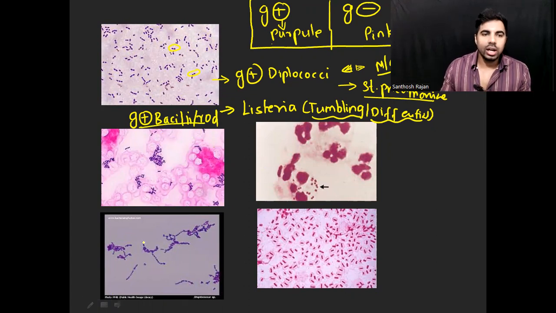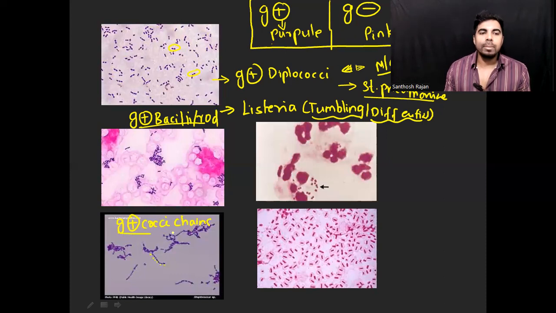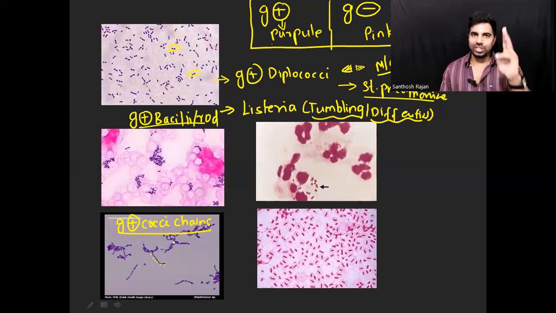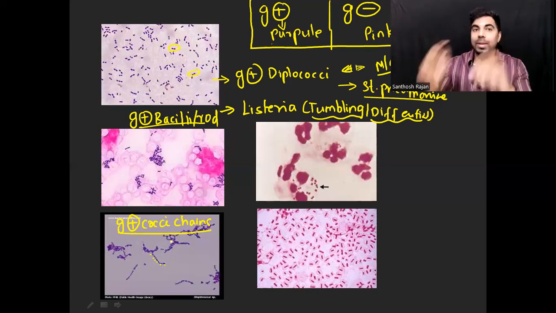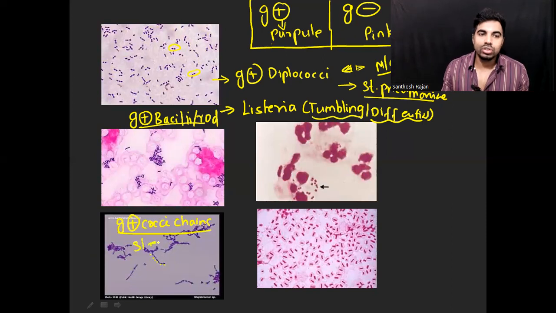Now the other one. This is gram positive cocci in chains. It's cocci, but they are in chains like this. Gram positive cocci in chains, which one do you remember? There are only two: staphylo and strepto. Staphylococcus likes grapes, so it will be in grape-like clusters. This one is in a chain, so it is streptococcus. But which streptococcus causes meningitis?